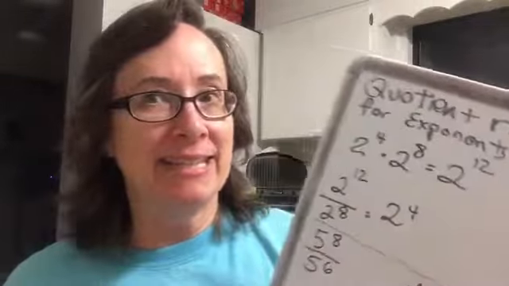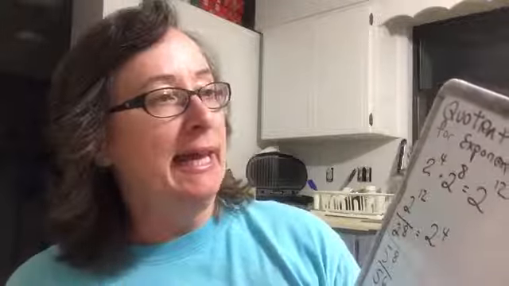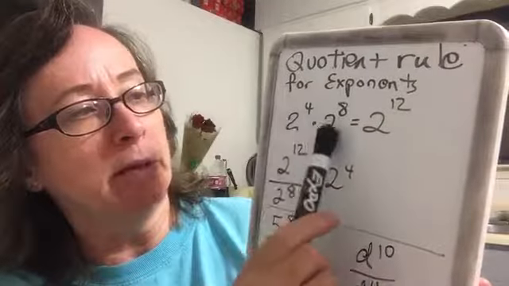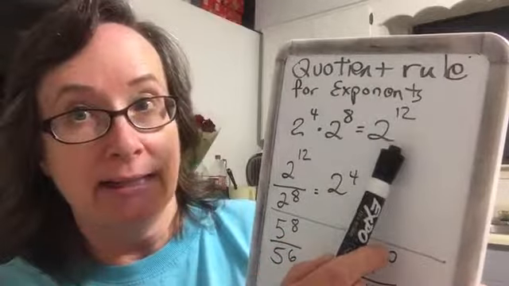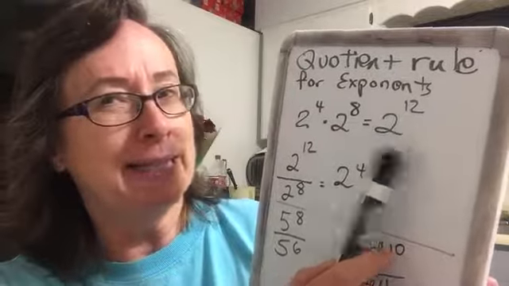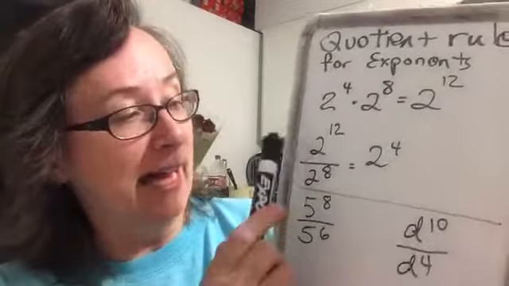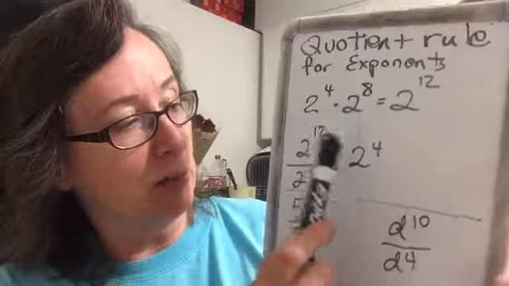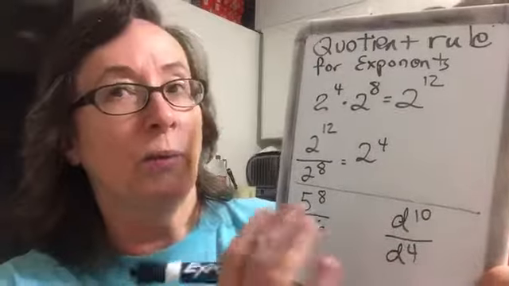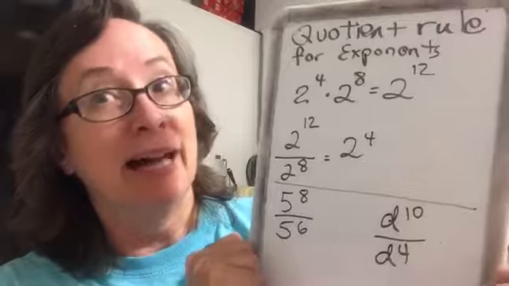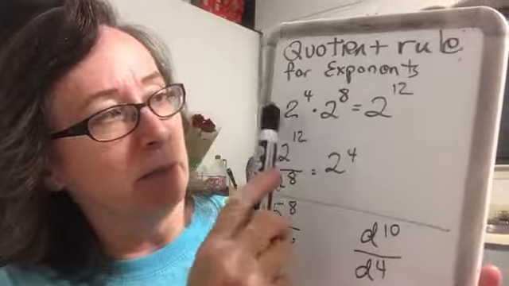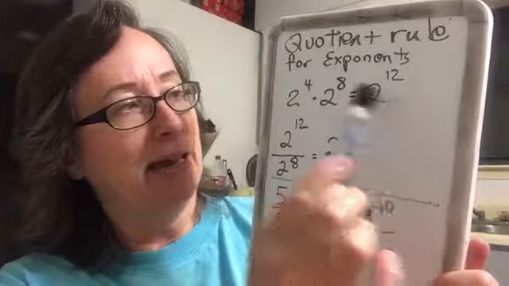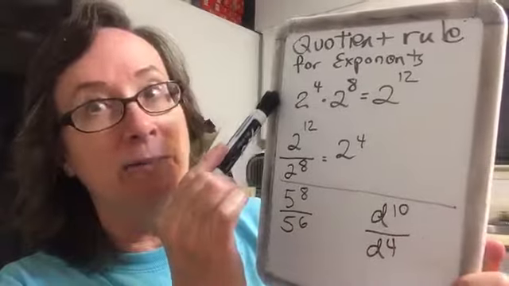Okay, the last thing in this video, which is still 6.1, is the quotient rule for exponents, which remember we talked about before. When we multiply like bases, we add the exponents. So it only makes sense that when we divide like bases that we subtract the exponents. 12 take away 8 is 4. So we know that multiplication and division undo each other. When we multiply, we add the exponents. If I take this one and divide it by this one, I should wind up with that one, and I do.